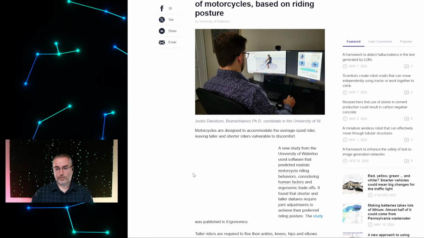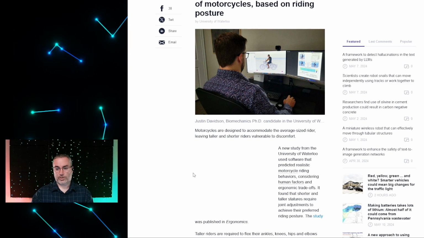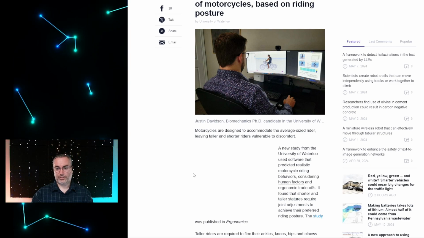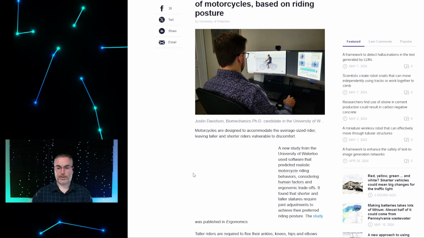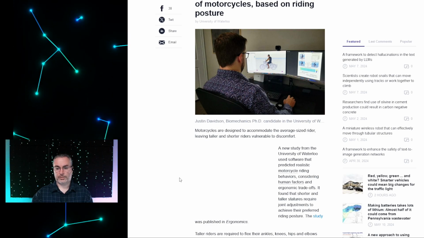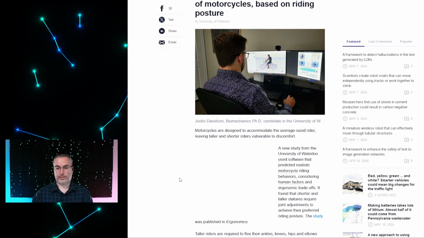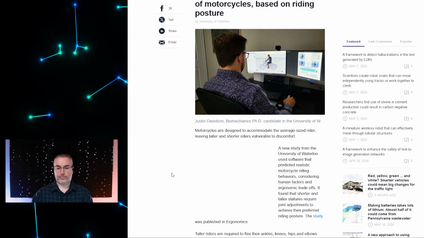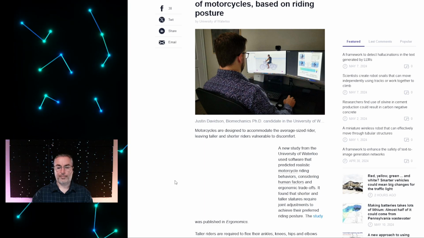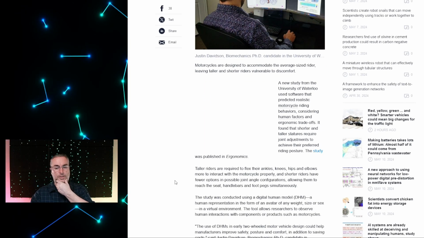A new study from the University of Waterloo used software that predicted realistic motorcycle riding behaviors considering human factors and ergonomic trade-offs. It found that shorter and taller statures require joint adjustments to achieve their preferred riding posture. The study was published in Ergonomics, another journal.